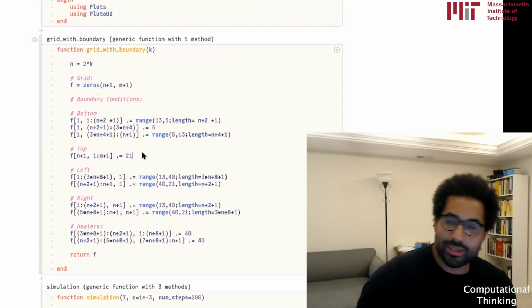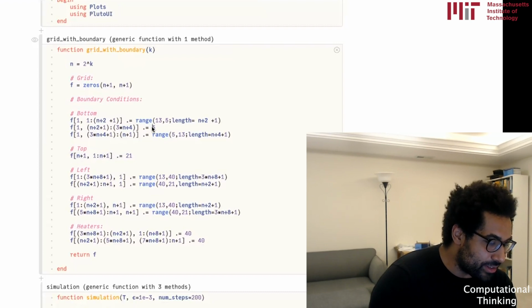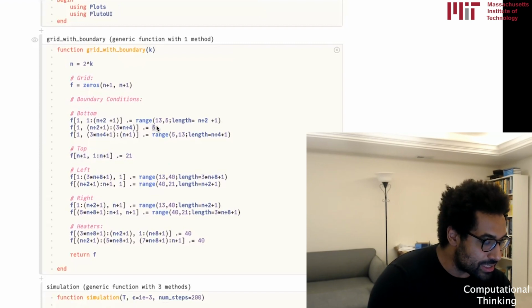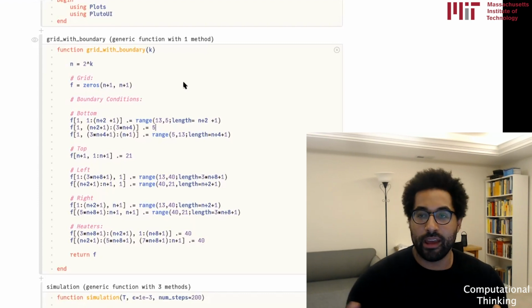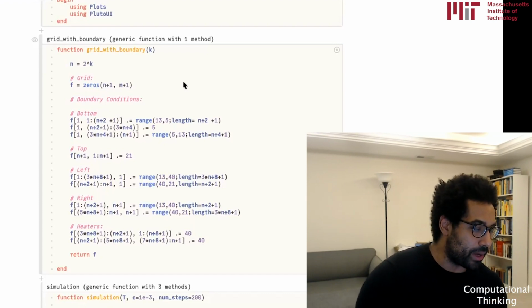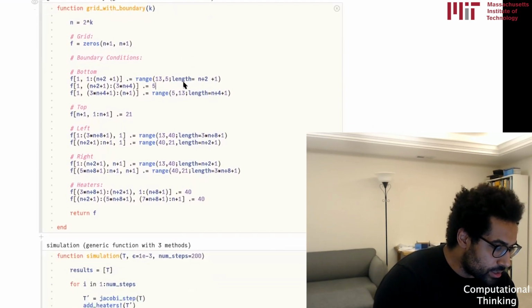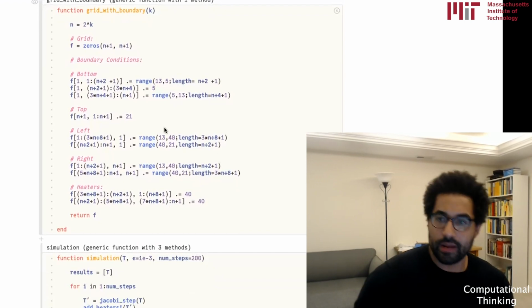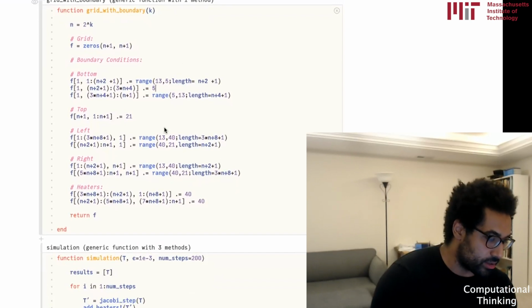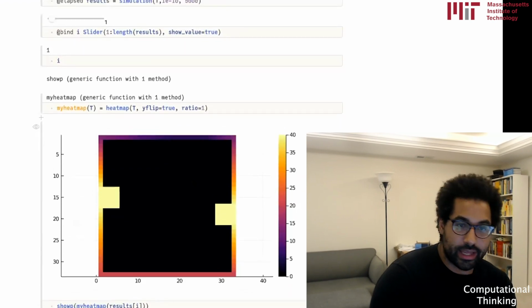And you'll notice one nice thing about Julia is that I don't have to write this right-hand side as 5 times an array of ones, which is the same size as what I'm mapping it to. I can just write 5, which is quite nice. And so I've defined my boundary conditions.